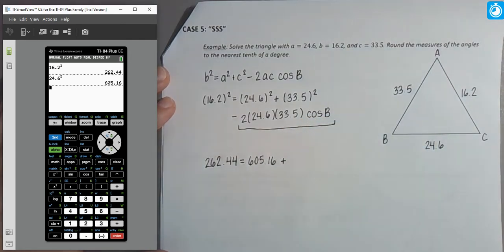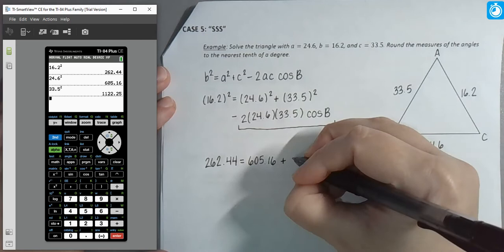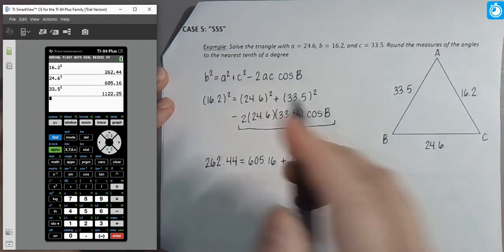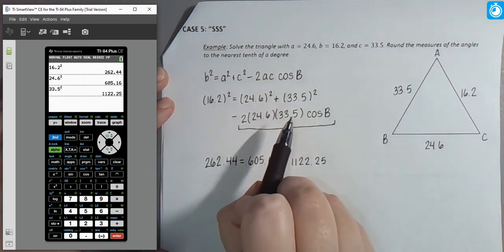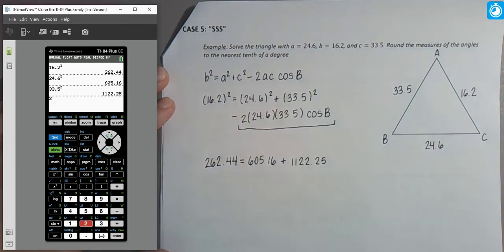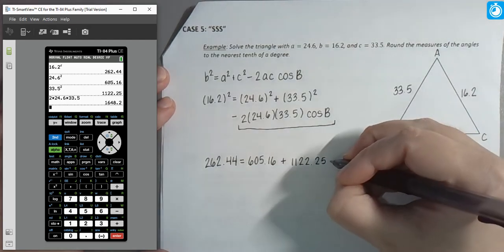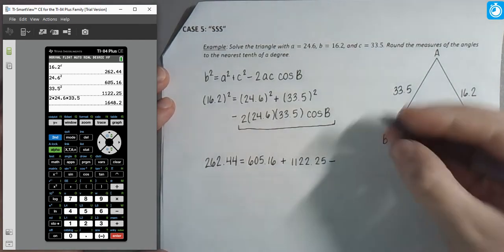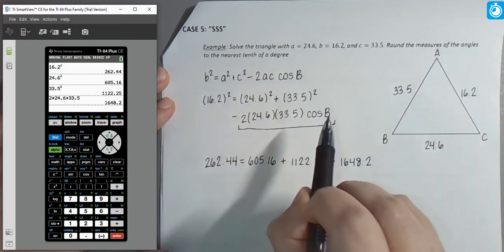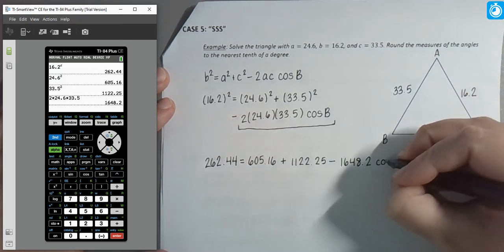Plus 33.5 squared, so 1,122.25. And then we're going to multiply 2 times 24.6 times 33.5. And again, this part's still unknown, so we just leave it as is. So 2 times 24.6 times 33.5. And that's going to give me, so minus, this is a negative term, minus 1,648.2. And that is multiplied by the cosine of B.